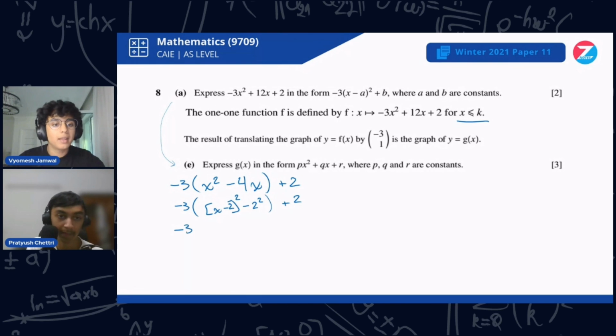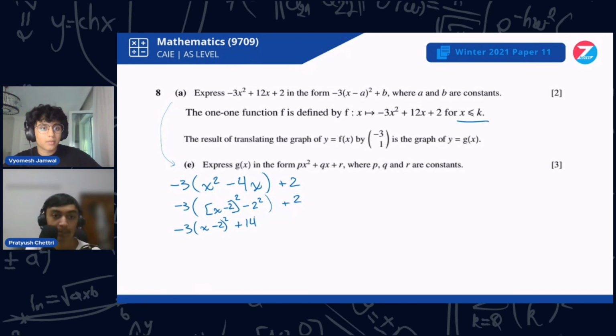And now when we expand that, we would get -3 brackets x minus 2 squared. So that's -4 times -3 plus 2. So that would be 14. Nice. Let's just check that again. I think that's correct. Yeah.